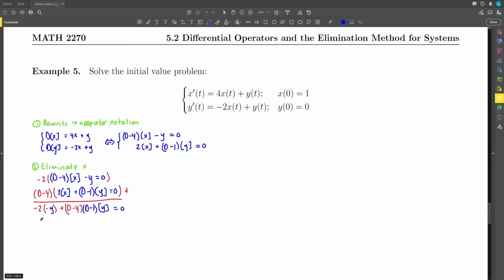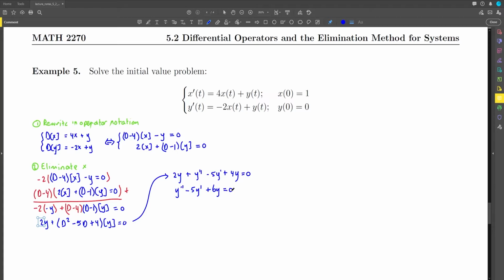And so now when we simplify this, we get 2y plus, and then when you multiply out these two differential operators, that's just foiling. So we get d squared minus 5d plus 4 acting on y, and that equals 0. Let's continue that over here. We have 2y plus y double prime minus 5y prime plus 4y equals 0. And then y double prime minus 5y prime plus 6y equals 0.